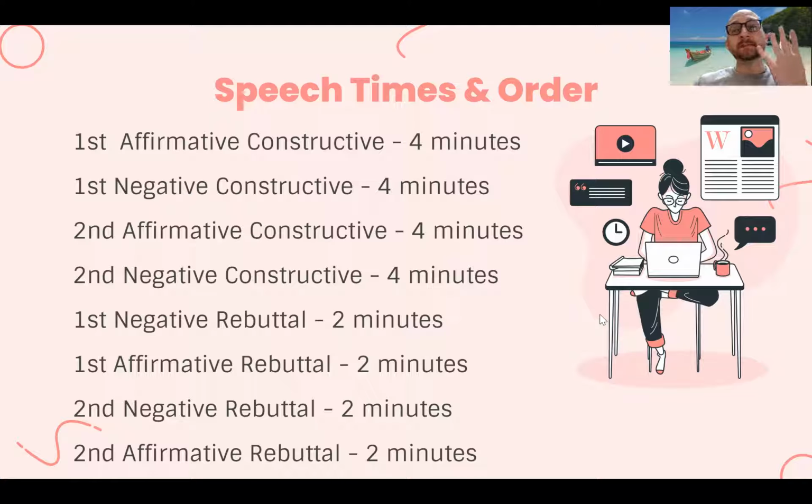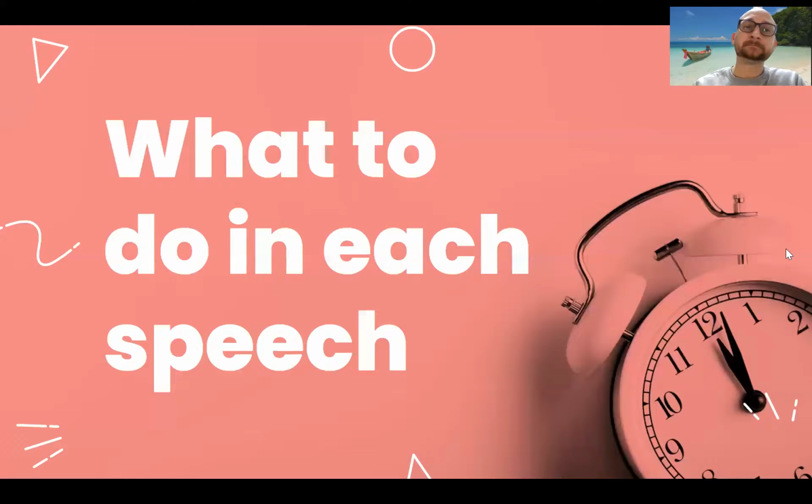The first four speeches are constructive speeches. The last four speeches are rebuttal speeches. And that's going to be important later when we talk about what the difference is. You'll also notice the constructive speeches are all 4 minutes long and rebuttals are 2 minutes long. And it goes affirmative, negative, affirmative, negative, negative, affirmative, negative, affirmative. So halfway through the debate, it switches and the negative gets to talk twice in a row. And we'll talk about why that is and how to deal with that when we get there.